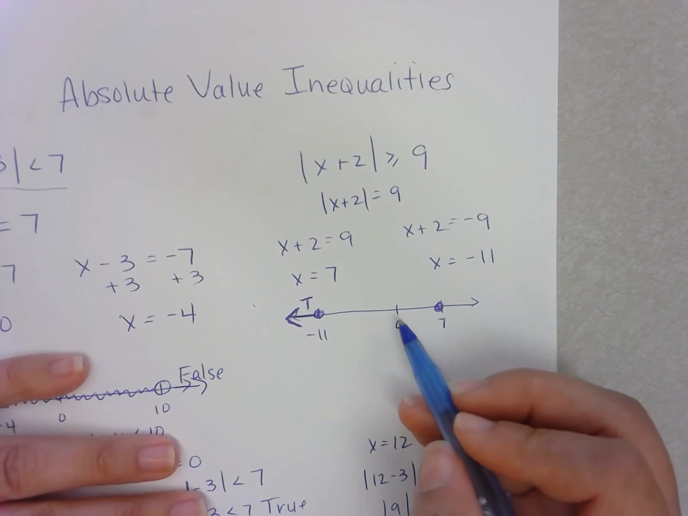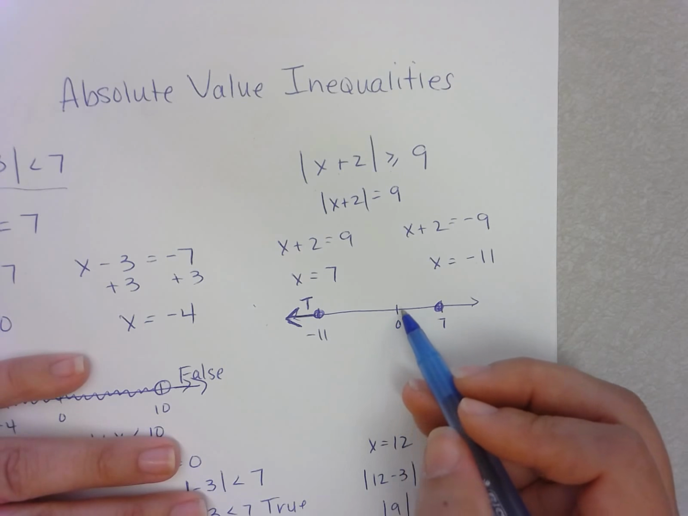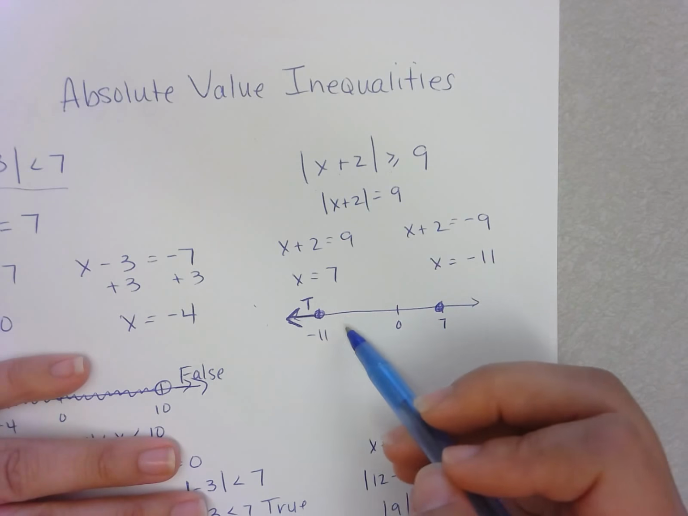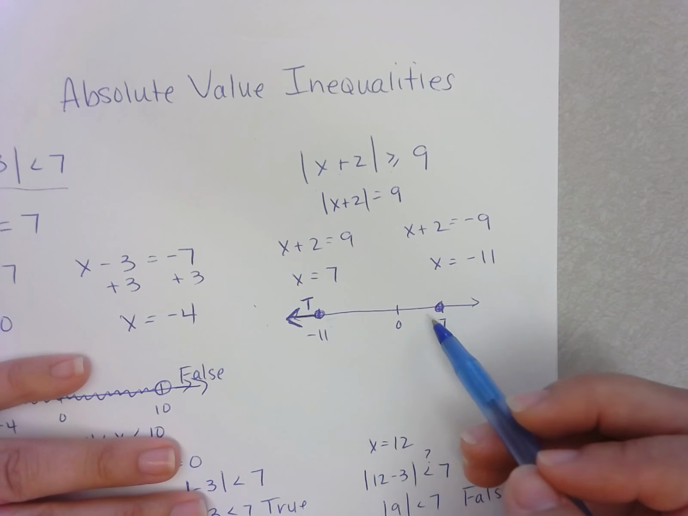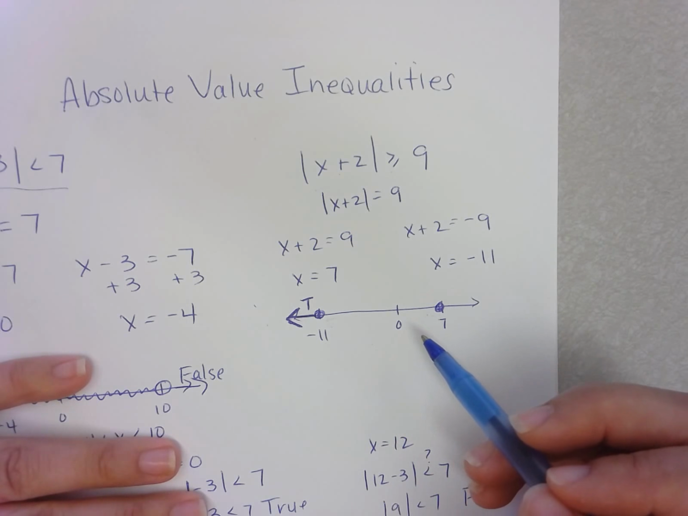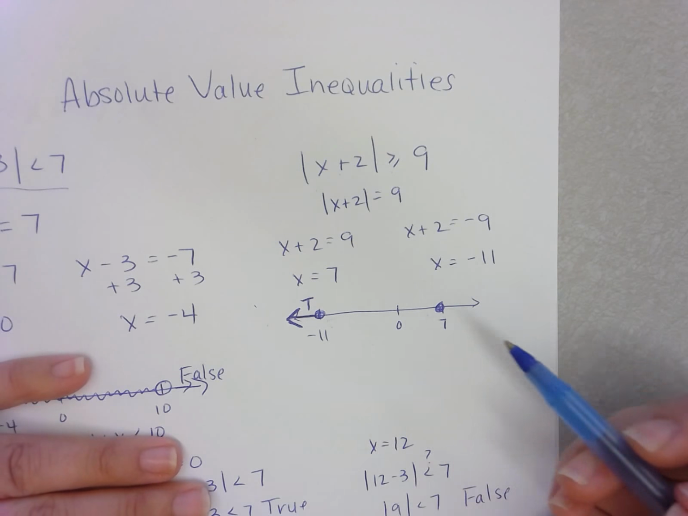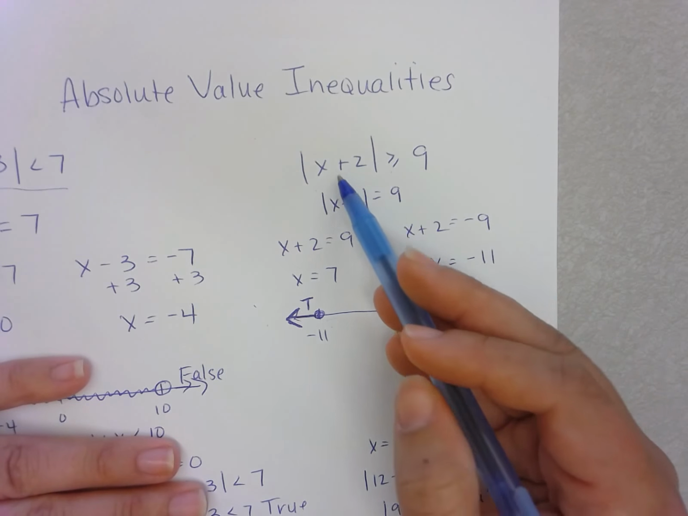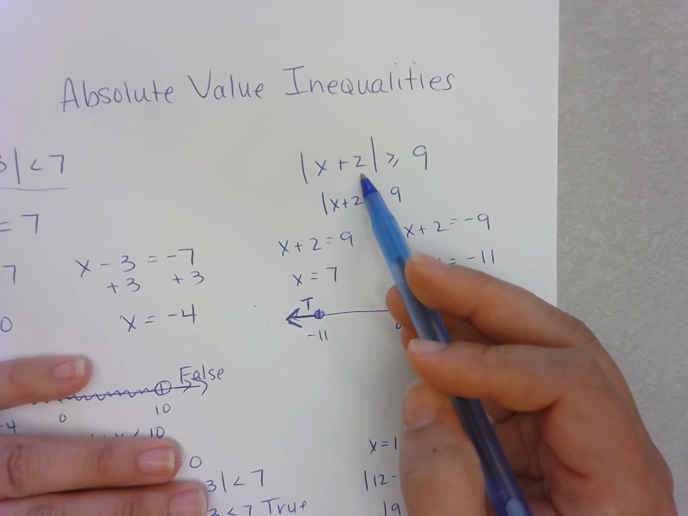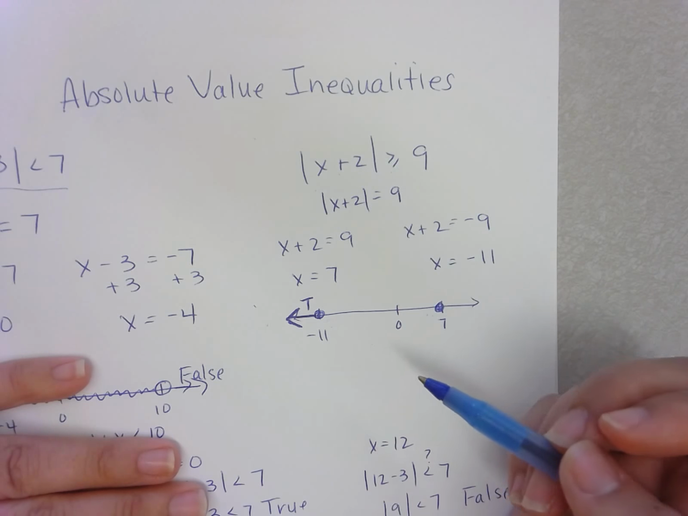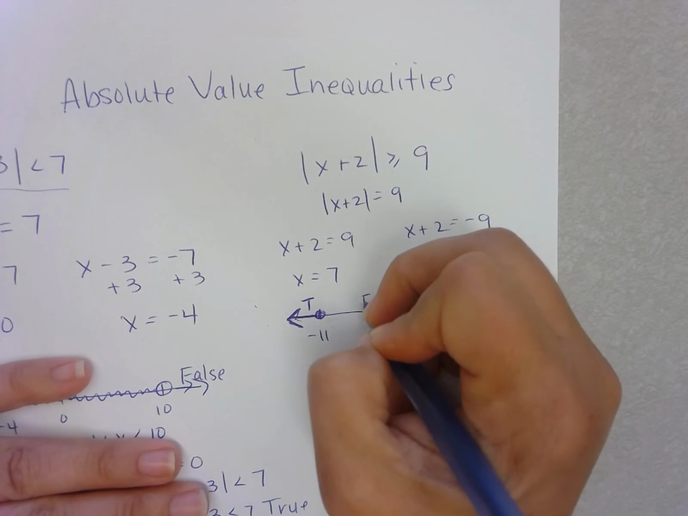All right, so now if I look at 0 as my test point, I'm going to plug in 0 here because I'm just going to pick something easy between negative 11 and 7. If I really wanted to, I could use a half, but I'm going to pick what's easy. So I put in 0. 0 plus 2 is 2. Absolute value of 2 is still 2, which is not greater than or equal to 9. So this is false in here.